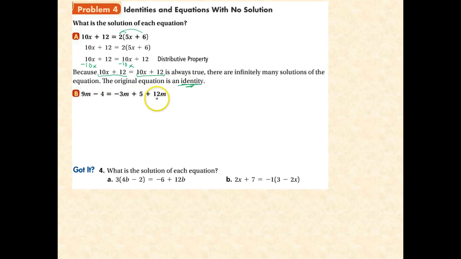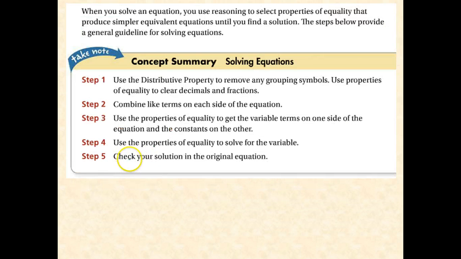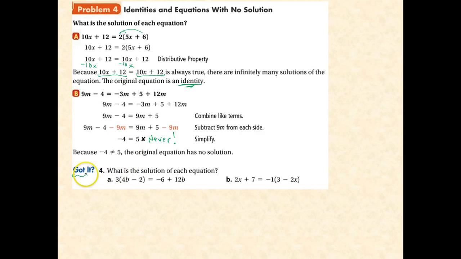How about this equation? I think we should probably combine like terms over here. 12m minus 3m is 9m. And then they say subtract 9m from both sides and you get negative 4 equals 5. Never. So this is no solution. No solution. Pause it and see if you can do these.